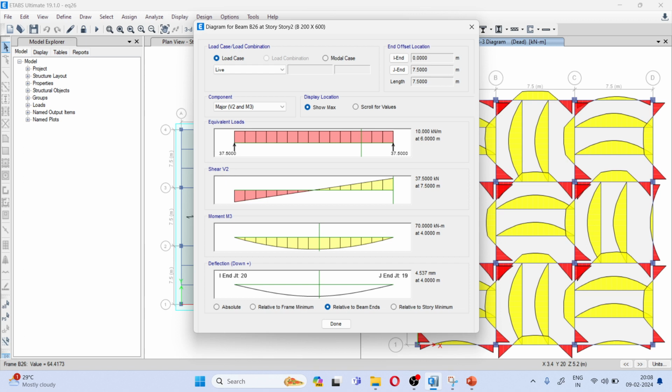So this is how you can check your ETABS results and you can be very sure about your modeling and analysis.